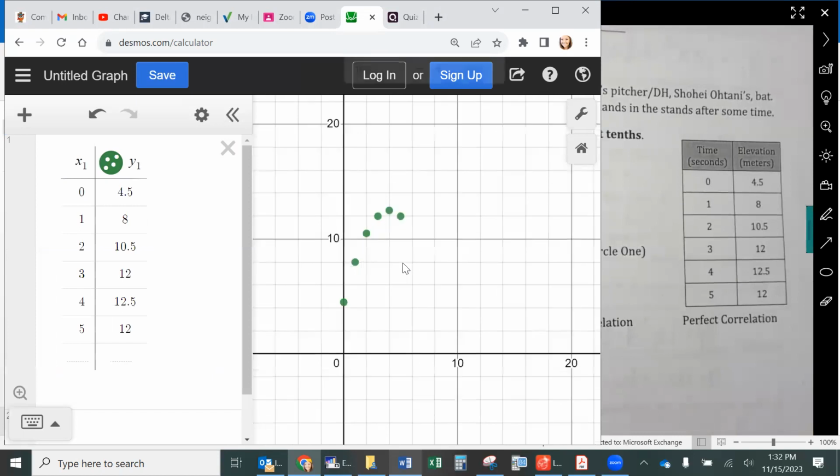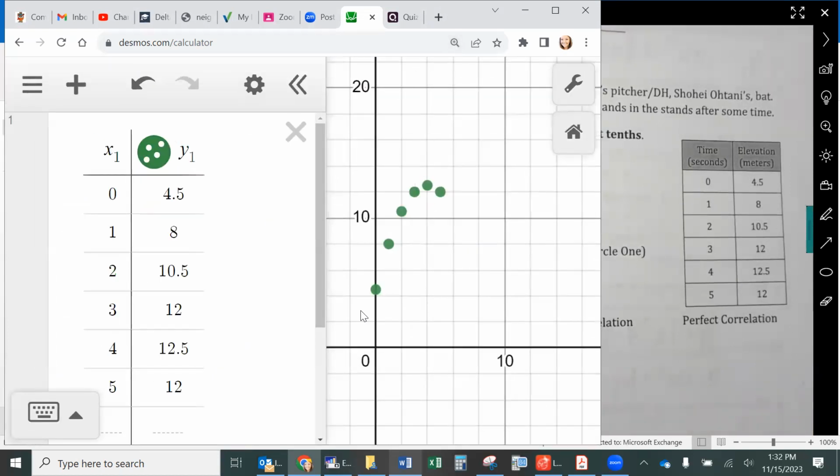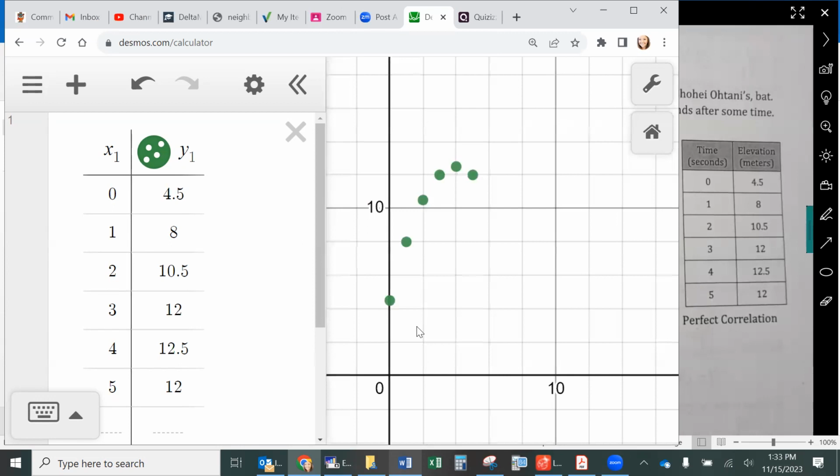Okay, and then remember what I told you last time, look at your dots. Do you see on mine how they're making a U shape? That they just barely rounded the corner? That tells us that it's quadratic.